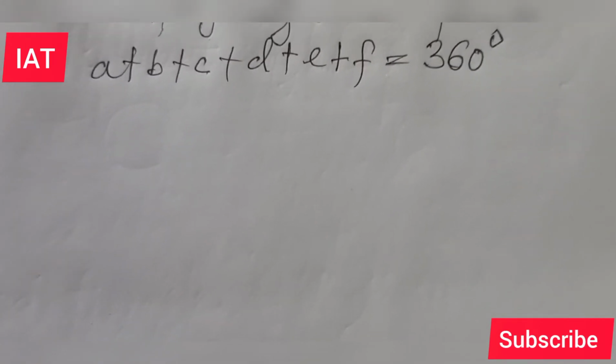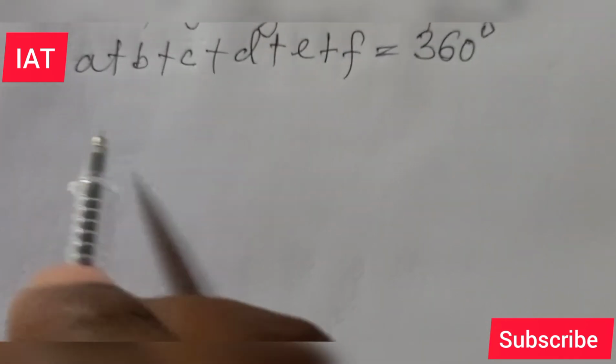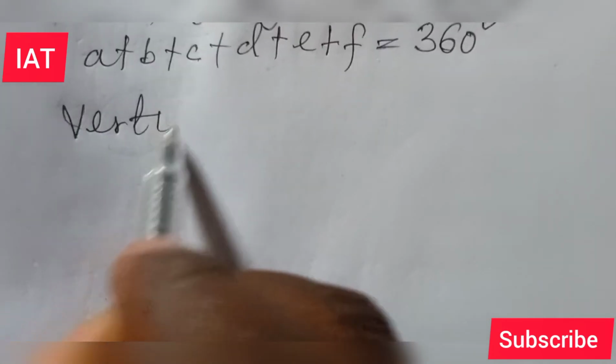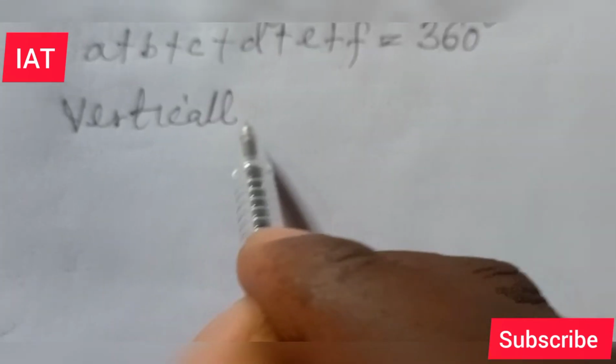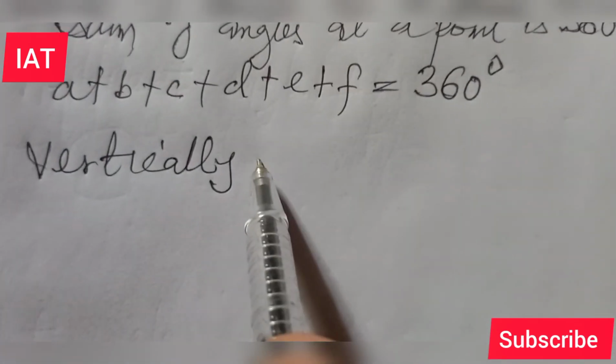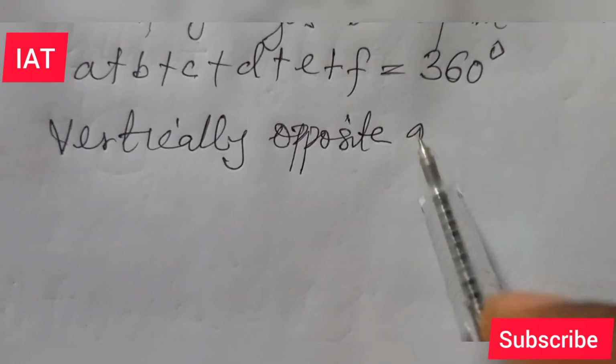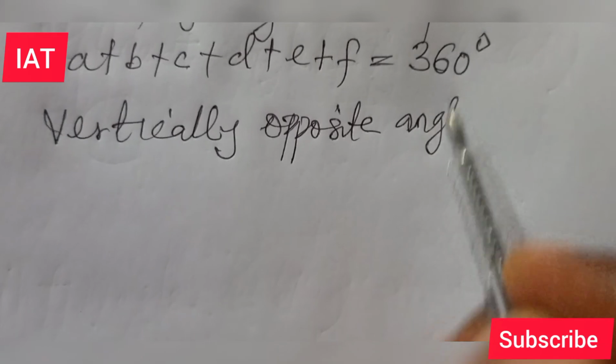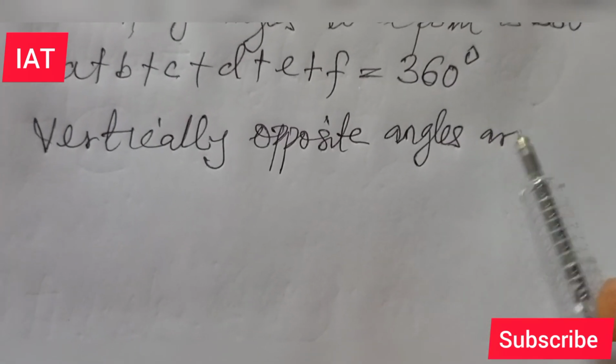That is very simple. Okay, another one we want to talk about is vertically opposite angles. Let's put it down. It's one of the rules we can pay attention to also. Vertically opposite angles are equal.